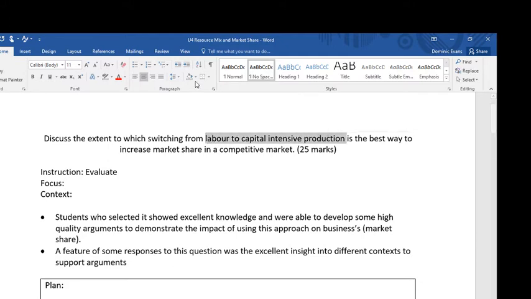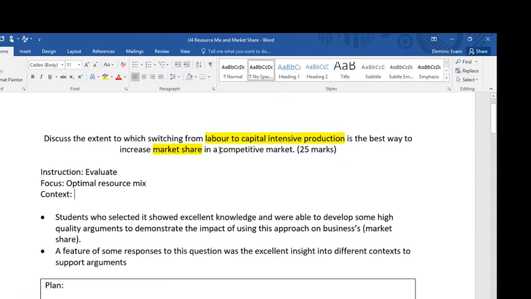Well, the first bit is about the optimal resource mix, as it's called in the specification. That is production, labour or capital intensive, and we're linking that to market share and an increase in market share. So how can we move from labour intensive production, where you use a lot of humans in the production process, to capital intensive production, to increase market share?